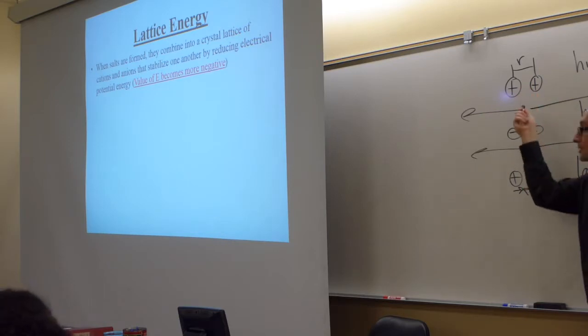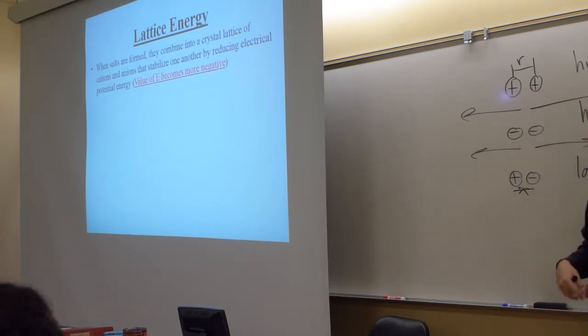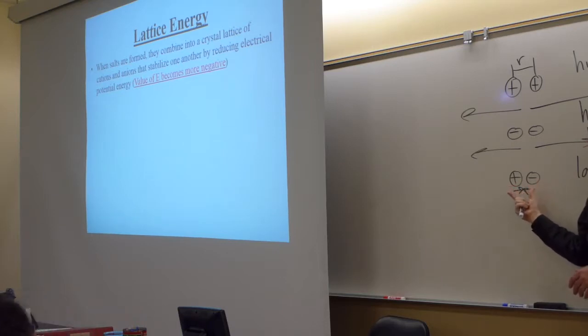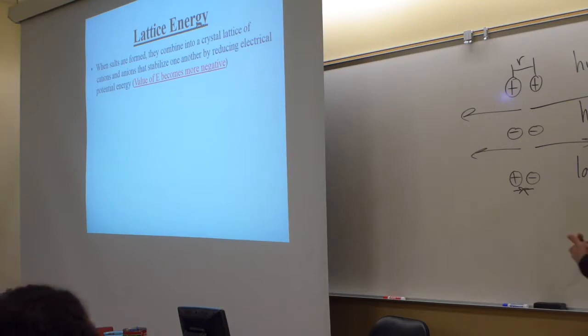So how does this affect the chemistry? When you form bonds, what you're doing is you're bringing electrons and protons together. And this plays a role in both ionic and covalent bonding. So that's what we're going to talk about in this chapter.